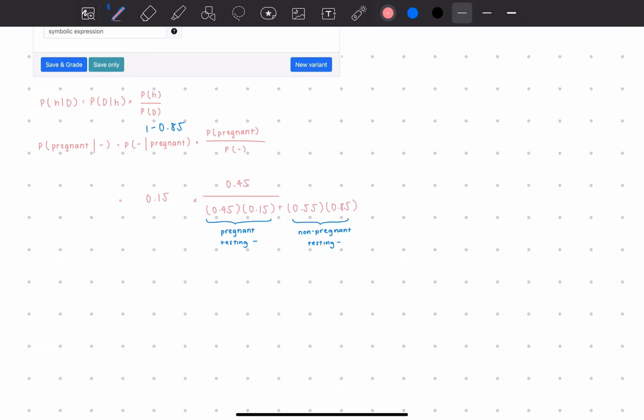So if we do the math, we get 0.15 times 0.45 over 0.535. And our final answer comes out to be 0.126.